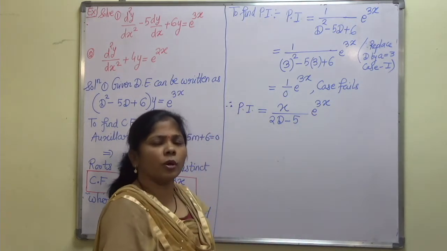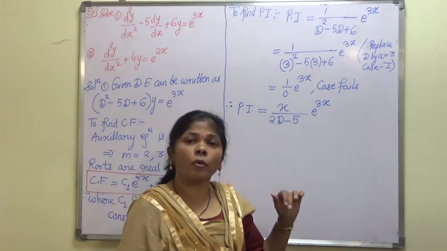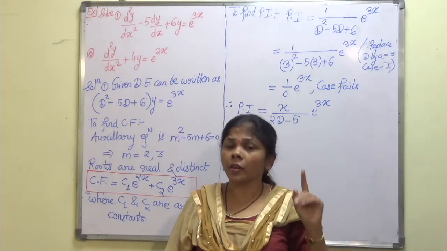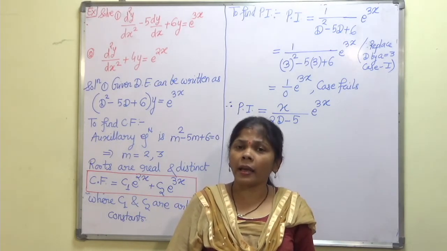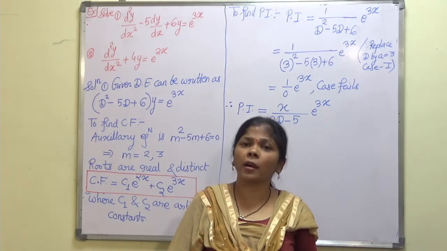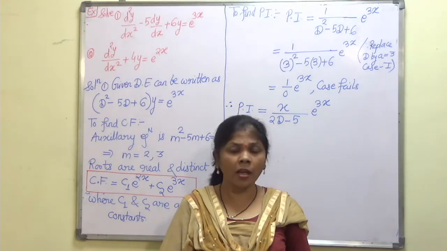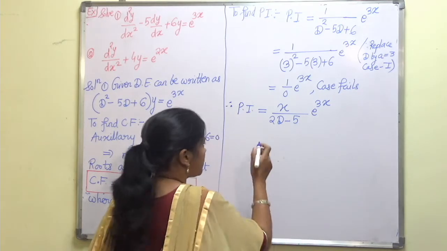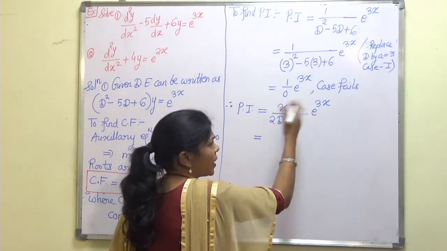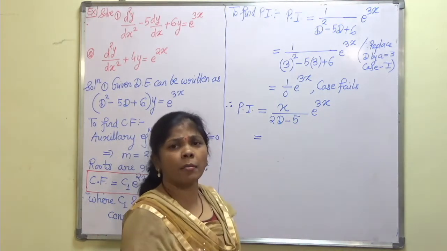Okay. So what we do in case of failure? We'll go back to that step where we have done the replacement. Multiplying numerator by x and differentiating denominator with respect to d. Right. This is to be done only for case of failure. Okay. Now this is done. Again repeat case number 1.